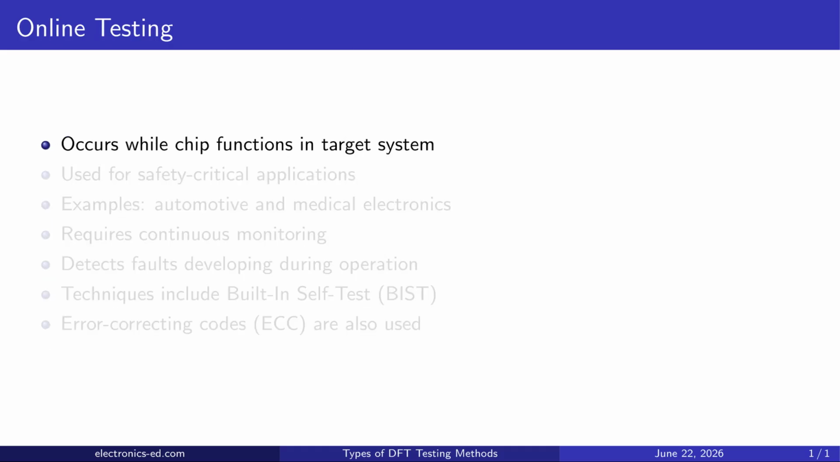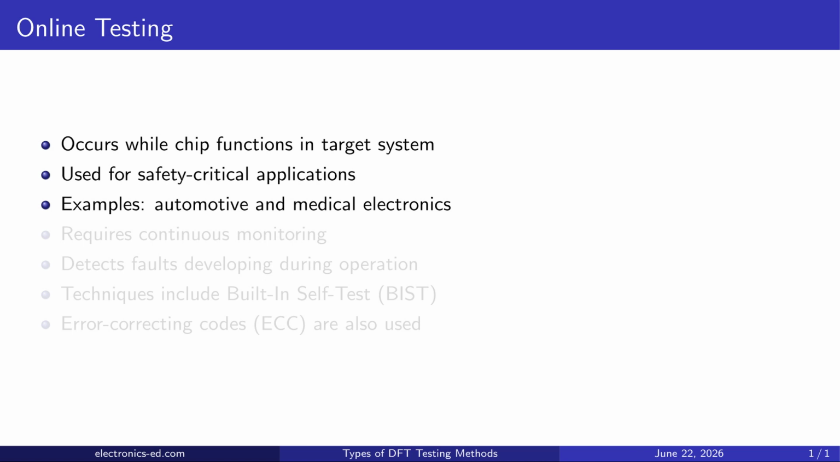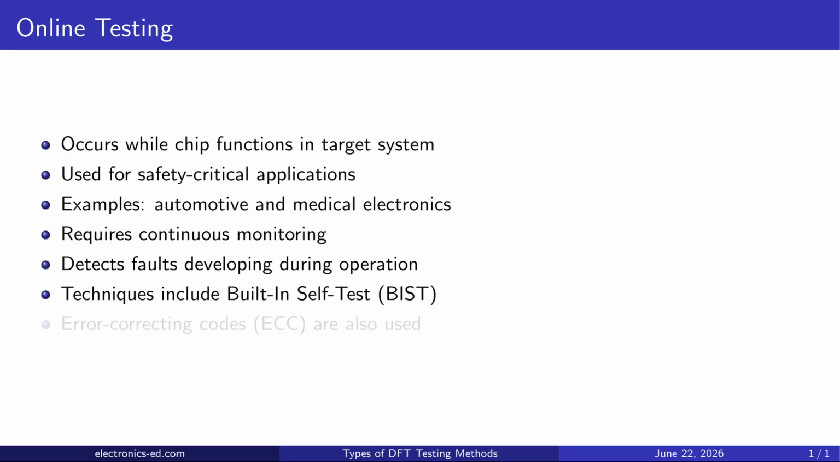Online testing happens while the chip is functioning in its target system. This type is used for safety-critical applications, such as automotive and medical electronics. It requires continuous monitoring of the chip's operation. It detects faults that may develop during normal operation. Common techniques include built-in self-test or BIST, and error-correcting codes, or ECC, are also used.